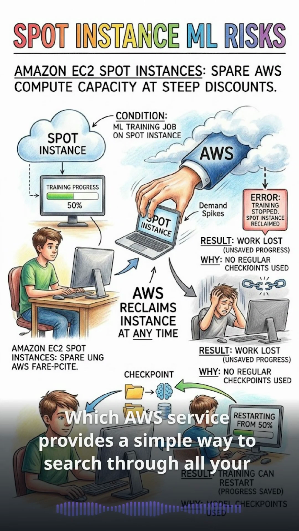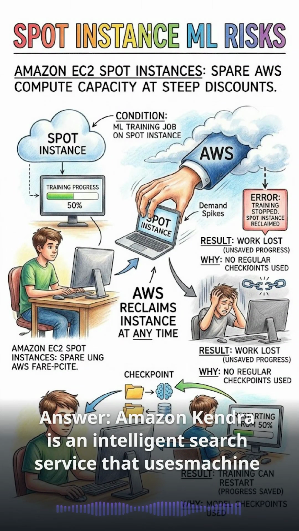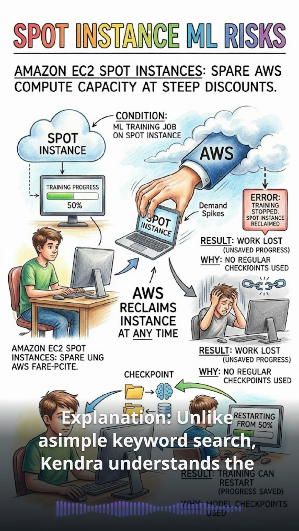105. Which AWS service provides a simple way to search through all your company's internal documents and files? Amazon Kendra is an intelligent search service that uses machine learning to find answers in your private documents. Unlike a simple keyword search, Kendra understands the context of your question to find the most relevant and helpful answer.